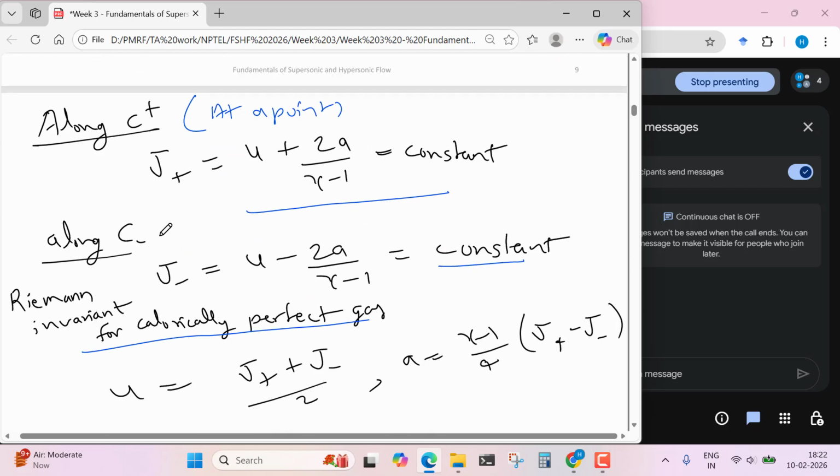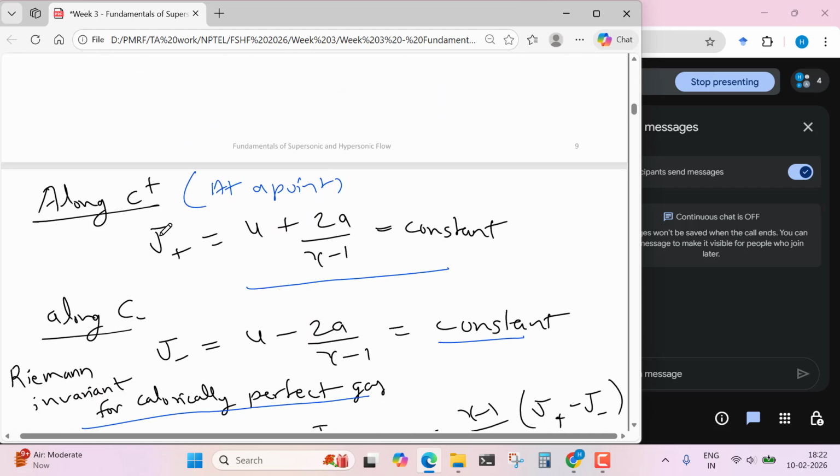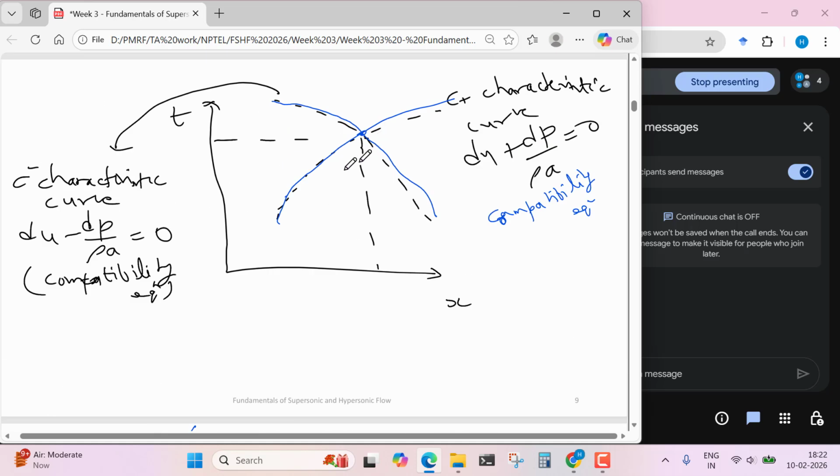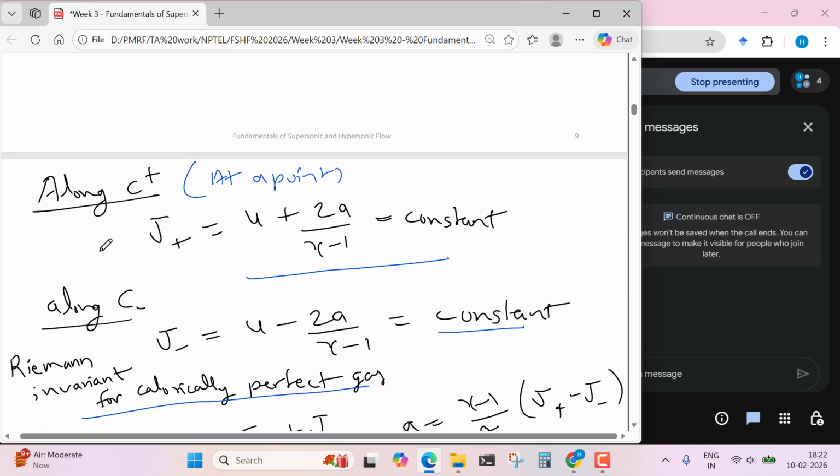And there are some Riemann invariants which are constant along a line. Let's say there is this line. We can find one Riemann invariant which is constant along this whole line. So for C plus characteristics, this Riemann invariant is given by J plus equal to u plus 2a upon gamma minus 1, which is constant. And in the C minus characteristics line, J minus equal to u minus 2a upon gamma minus 1 equal to constant.